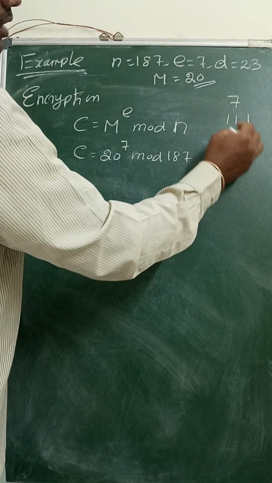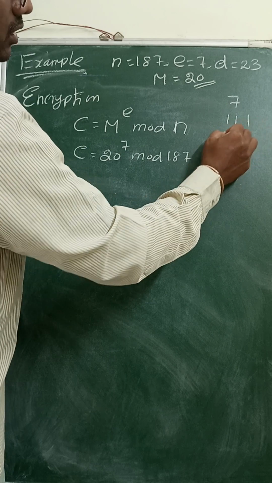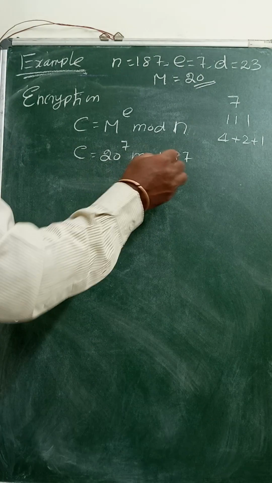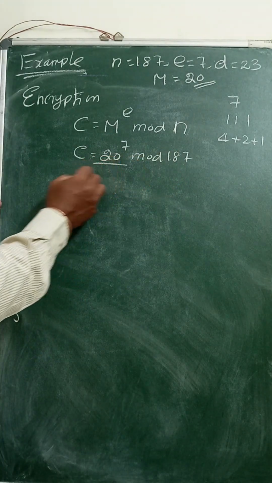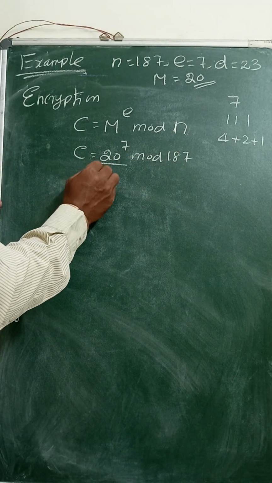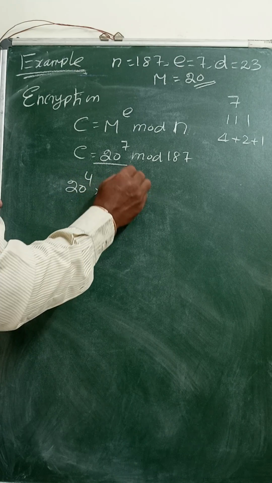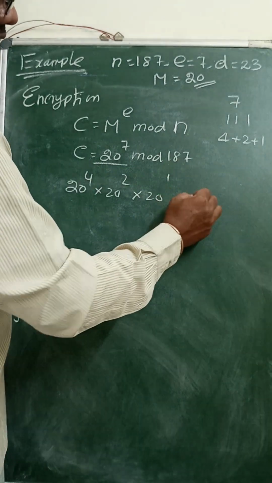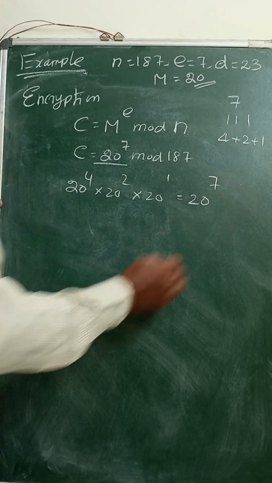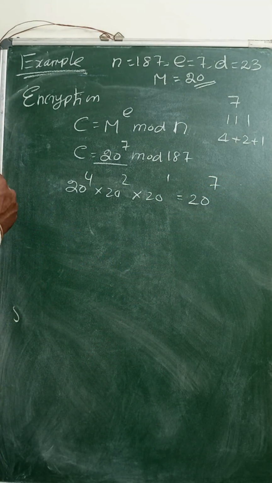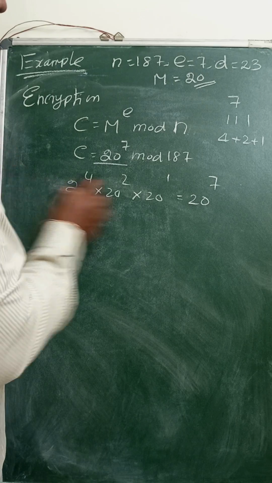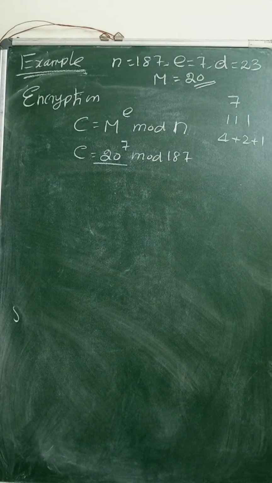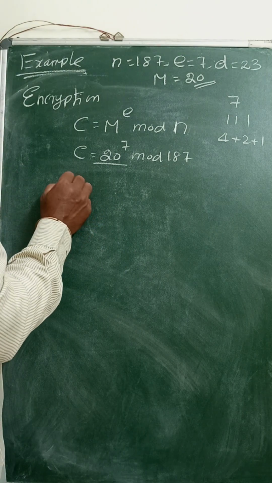We need to find the direct answer. If you are using a digital calculator, you can get the answer. For 20 power 7, we can use the binary value of 7. It has three ones: 4, 2, 1. So 20 power of 7 can be divided into 20 power of 4, 20 power of 2 and 20 power of 1. First of all, we calculate 20 power of 1.